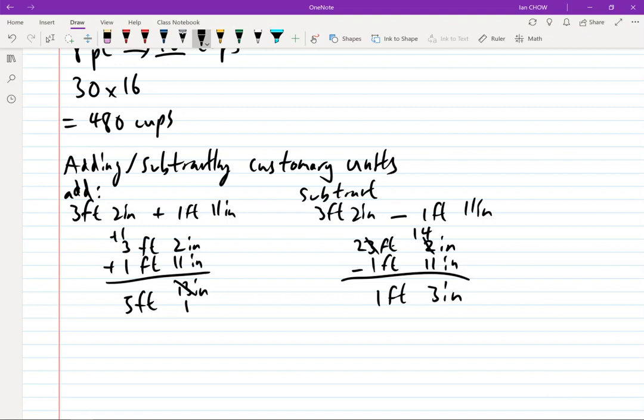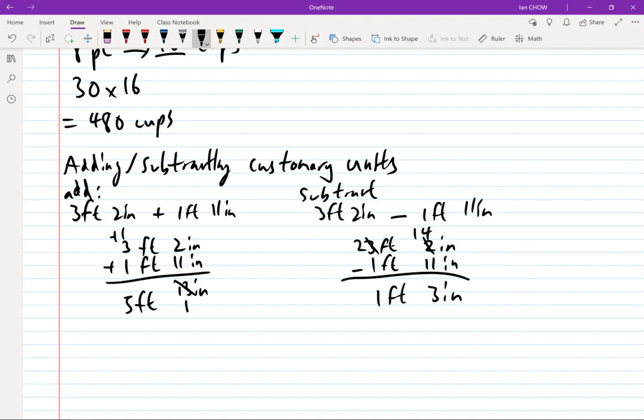So that's how we add and subtract customary units. And of course, that also applies to not just feet. It also applies to cups, quarts, gallons, miles, pounds, tons, and so on.